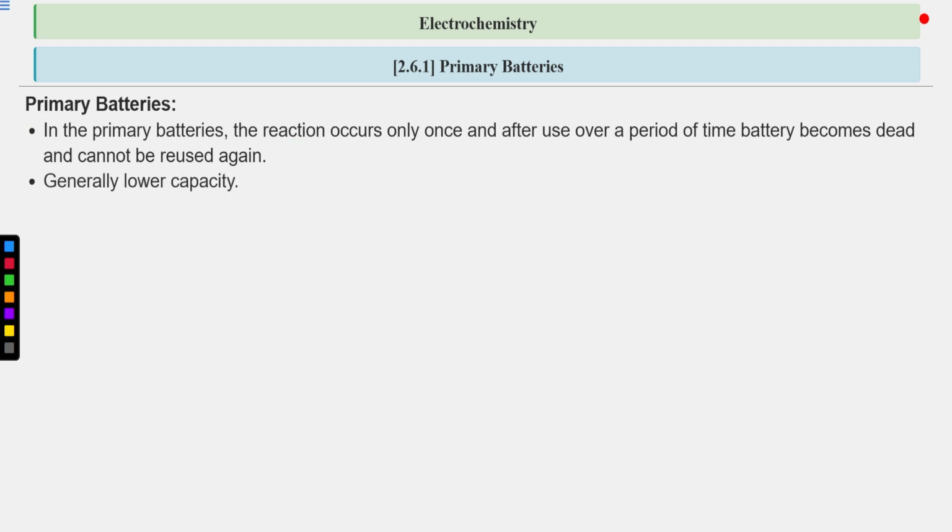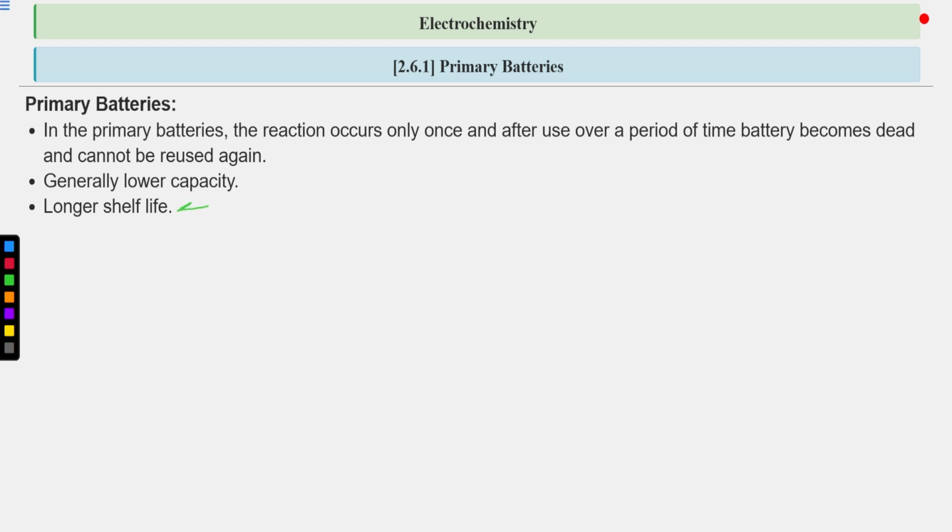Generally, it has lower capacity. Okay, so primary batteries have lower capacity. That means we cannot get as much electrical energy from the use of the primary batteries. As I said, over a period of time, these types of batteries become dead because the reaction occurs only once.